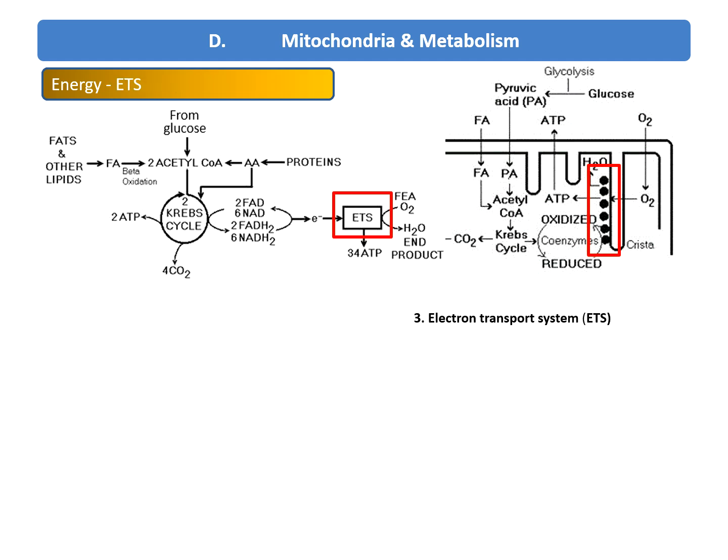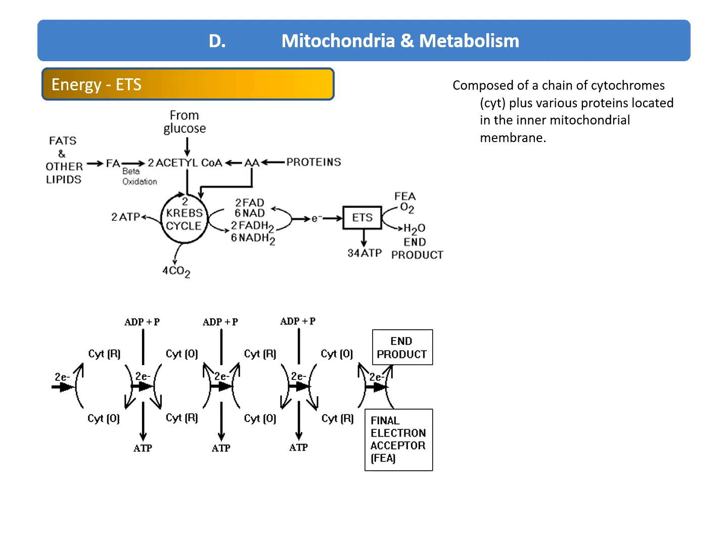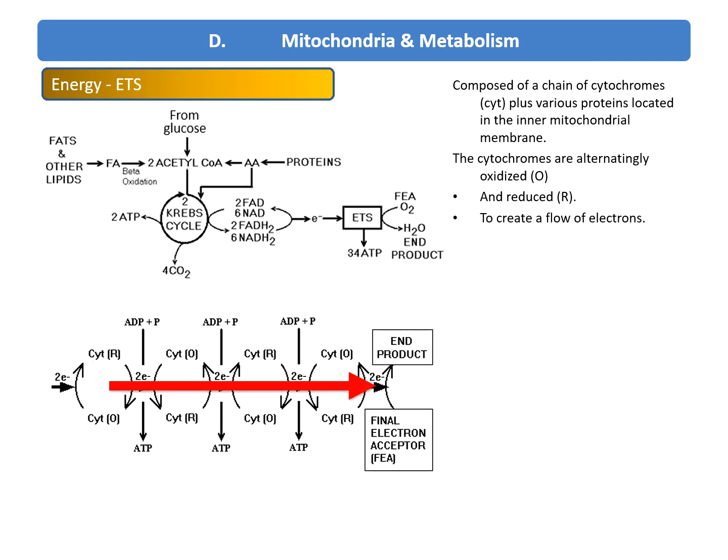What about the third part of cellular respiration, the electron transport system? This is an ATP generator. Electrons and hydrogen are supplied by reduced coenzymes NADH2 and FADH2. The electron transport system is composed of a chain of cytochromes, abbreviated CYT, plus various proteins located on the inner membrane of the mitochondria. Cytochromes are alternatingly oxidized and reduced, and in so doing, they pass electrons from one end of the system to the other.